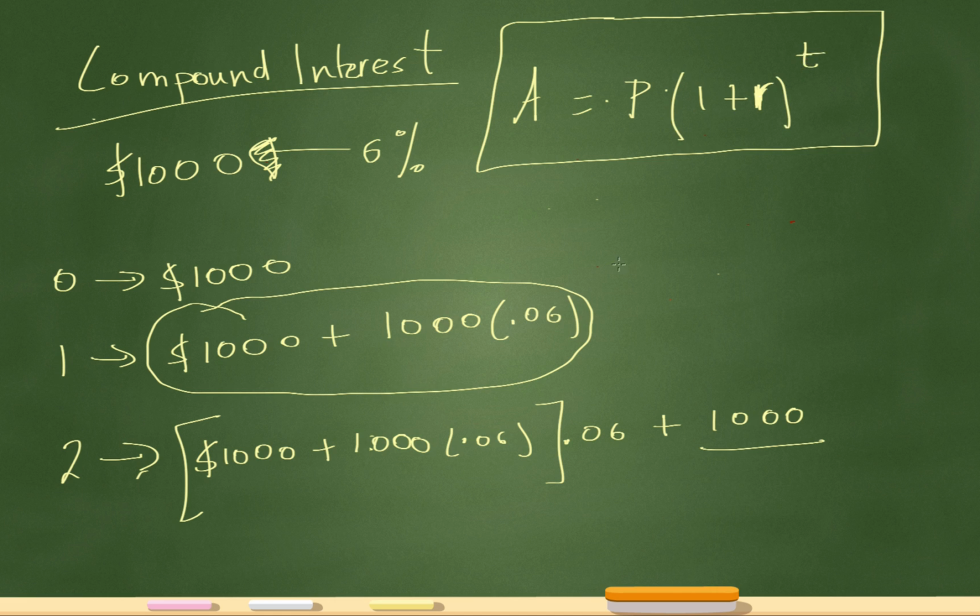So in this formula, if I was calculating compound interest for 2 years, my principal would be 1,000, times 1 plus my interest rate, 0.06, raised to the second power. As simple as that. 1,000 was my principal, that's my interest rate, and T is my time. Alright, so this is an example of compound interest.